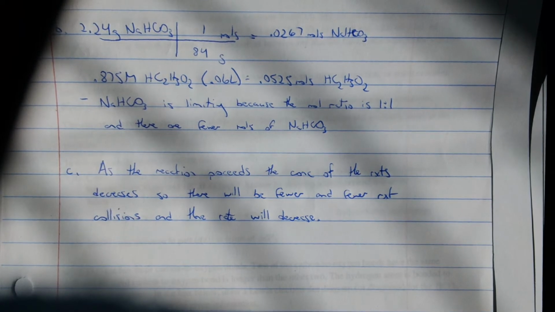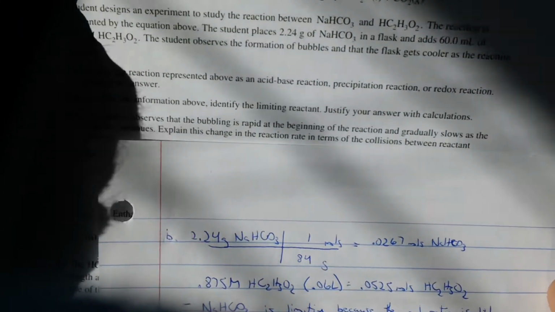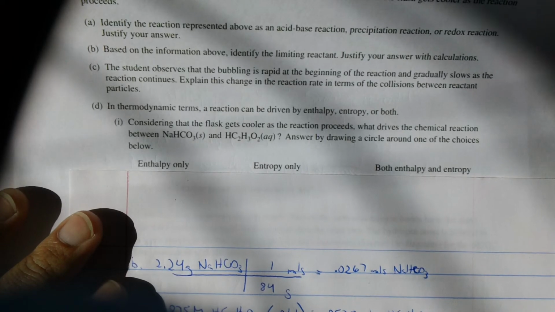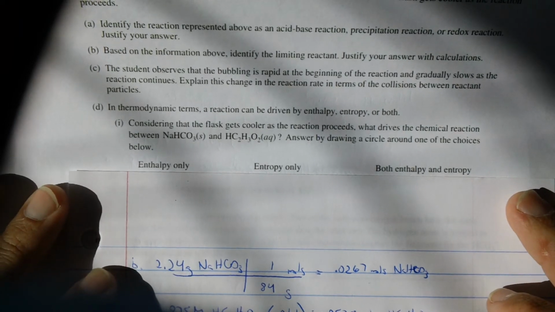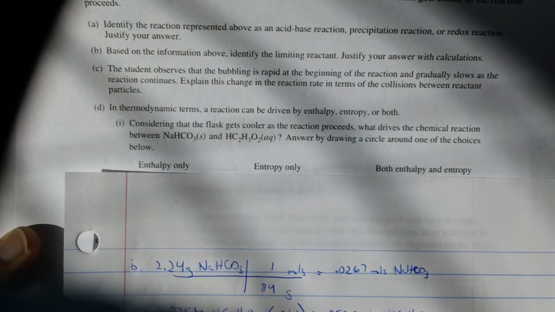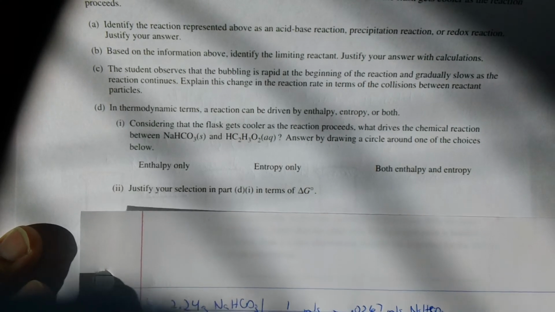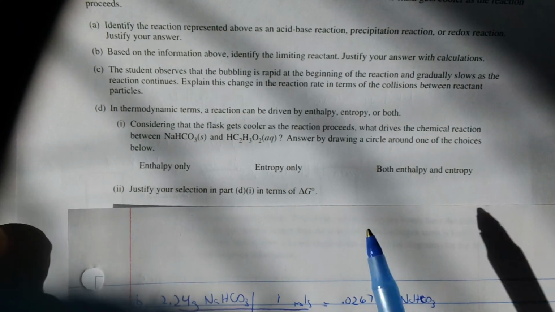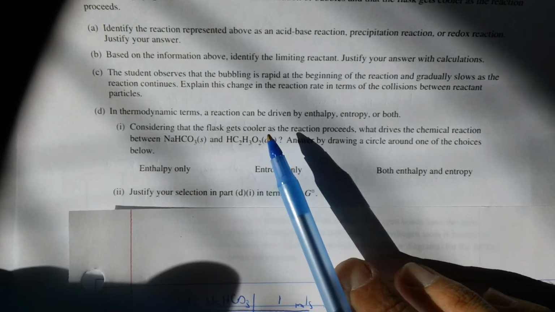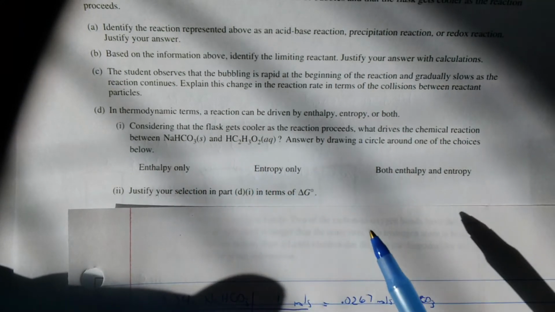So there's part C. That's it on part C. Part D says, in thermodynamic terms, a reaction can be driven by enthalpy, entropy, or both. Considering the flask gets cooler as the reaction proceeds, that means it's endothermic. What drives the chemical reaction? Answer by drawing a circle around one of the choices. That's easy enough. Then it asks you to justify it in terms of delta G. So the favored thing is exothermic. So they favor it. This one, the enthalpy is not favored, and greater disorder.